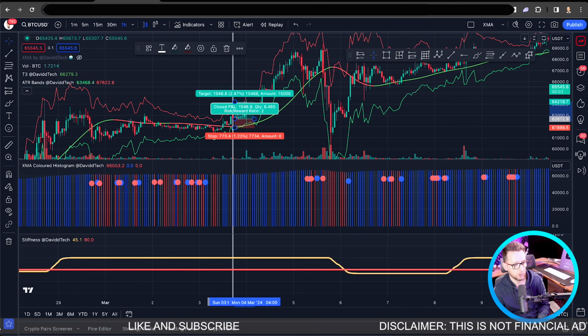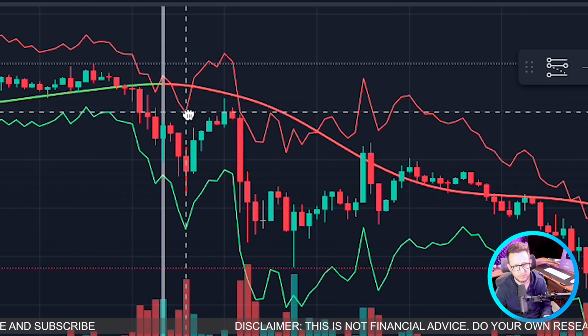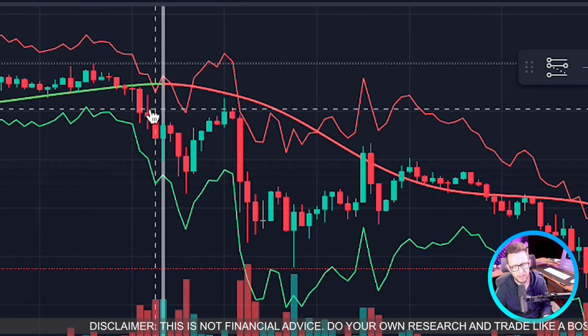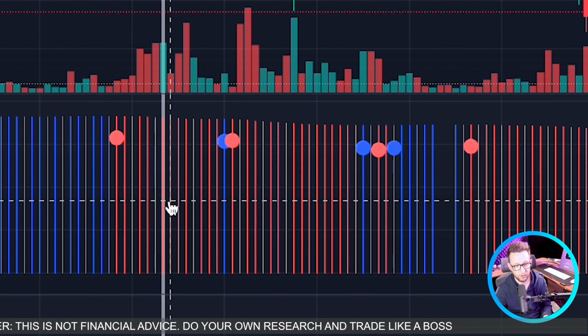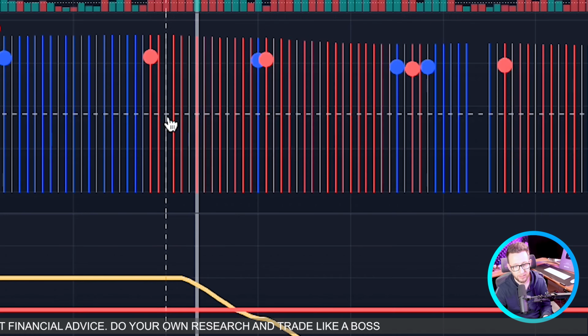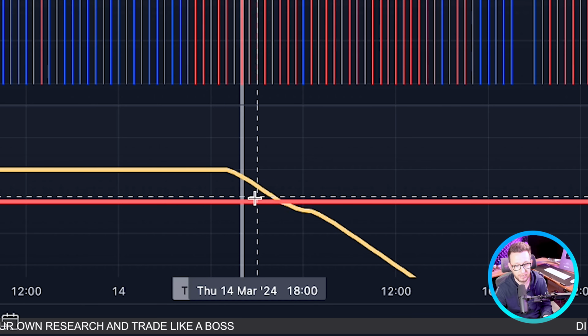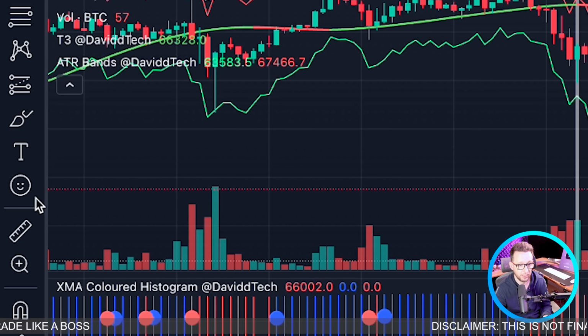Now let's have a look at a short. Okay, here is our short entry. As you can see just here, we have our T3 just crossing over into red and price is below the T3. We are in the red on the XMA, and we're only just about, but we are still above the stiffness indicator here. So we're going to take a short, adding the ATR bands like earlier.